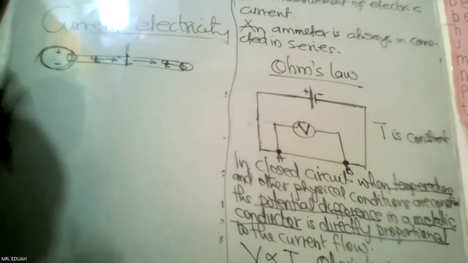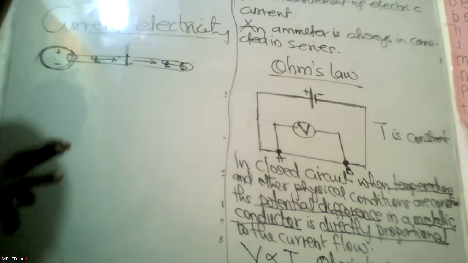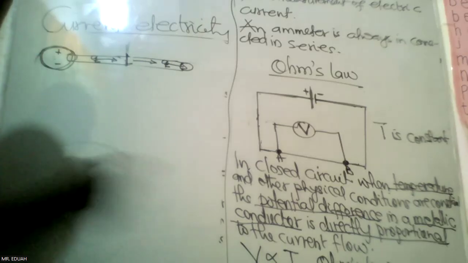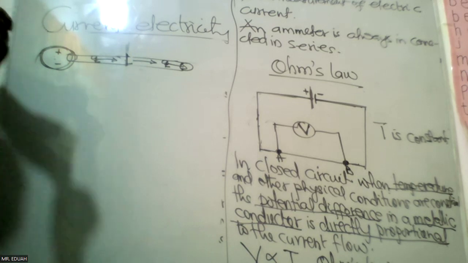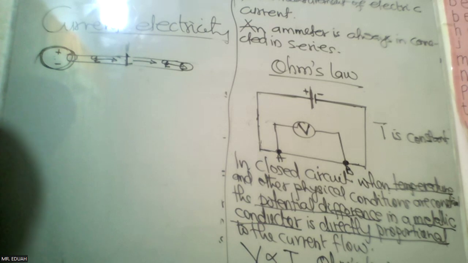Any chosen points that dwell in an electric field is what we technically call potential difference. My next question is, why must temperature be kept constant for the law to hold? Why must temperature be kept constant?